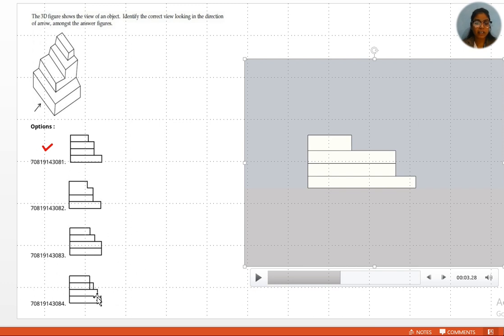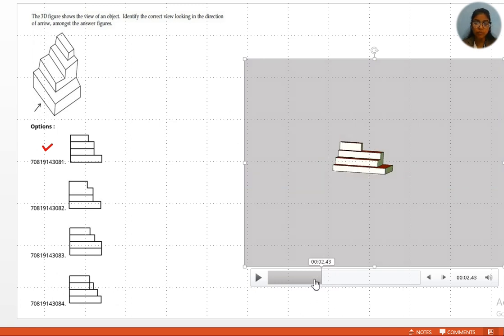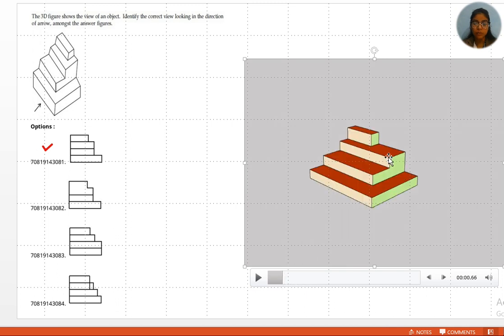Now look into A and D. In D, this third layer is somewhat at the back of your second layer. But look into this question figure. These all are in the same line, same profile, same edge. I was talking about this third layer and the second layer. Both are at the same level. The third layer is not pushed backward, but in option number D, it is somewhat backward to it. So that's why option number D is wrong, and A is your correct answer.